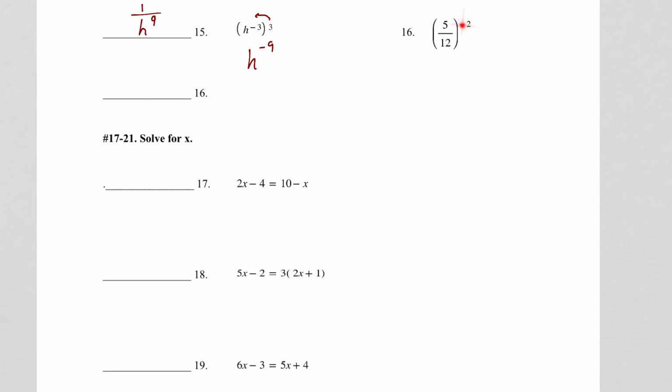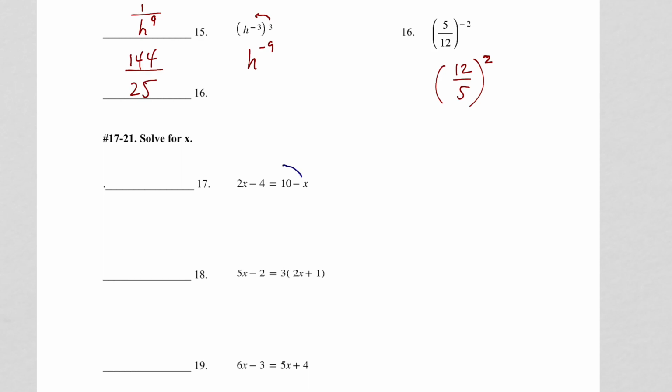I'm going to take care of the negative part of the exponent first, which inverts this. So this is going to give me 12 over 5, and I took care of the negative part of the exponent, so now we just are squaring it. 12 squared is 144, and 5 squared is 25.